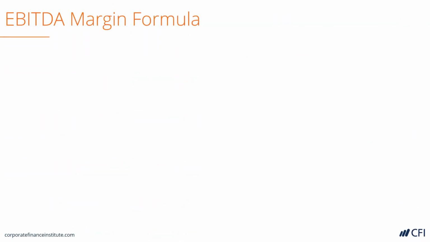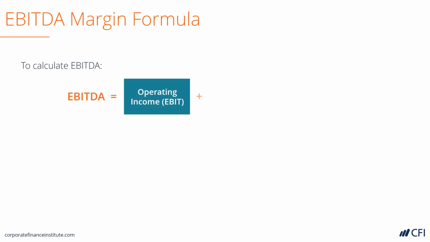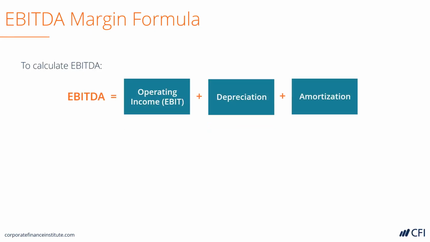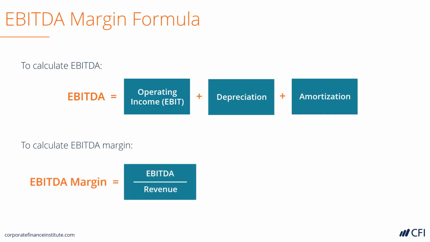Let's look at the EBITDA margin formula. Starting with EBIT, you simply add back depreciation and amortization. If you start with net income, you also add back interest and taxes. Once you have EBITDA, you take it and divide it by revenue to get a percentage.